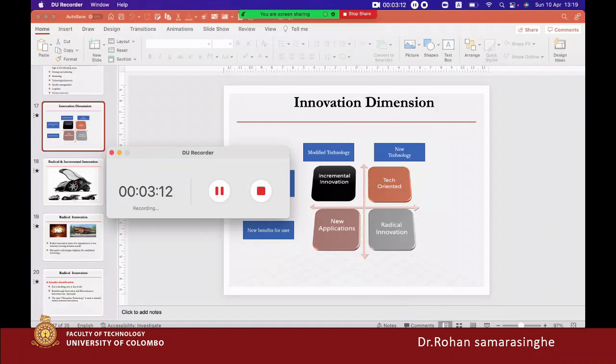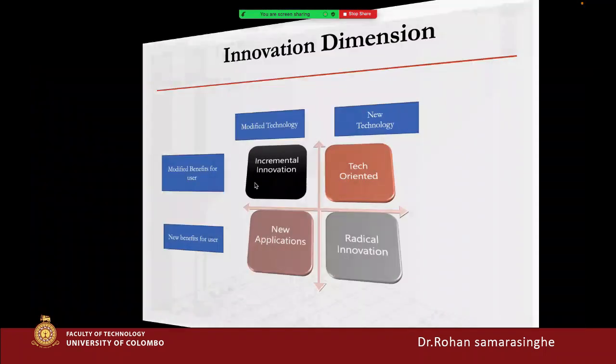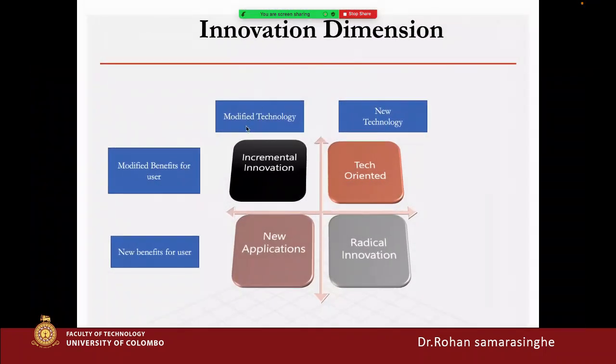Now you can see the innovation dimensions. I think I discussed this one. Dimensions actually: modified benefit for the modified user, new benefit for the new user, modified technology and new technology. If the users can get the modified benefit using the modified technology, this is called the incremental innovation.